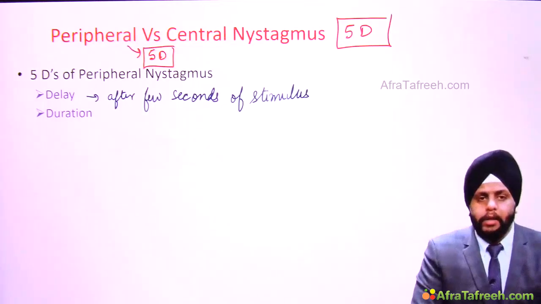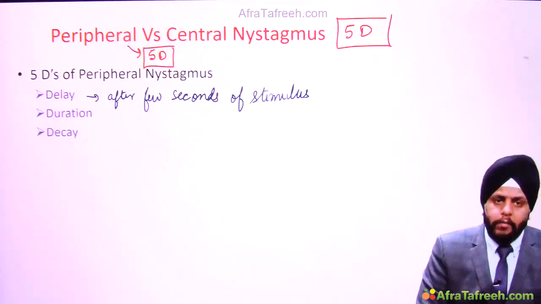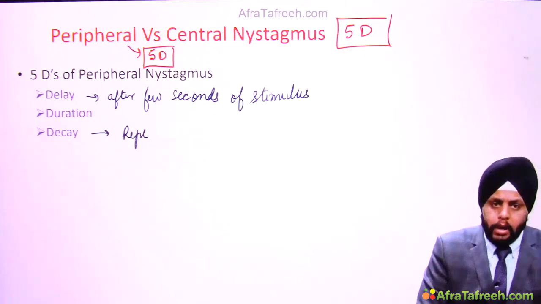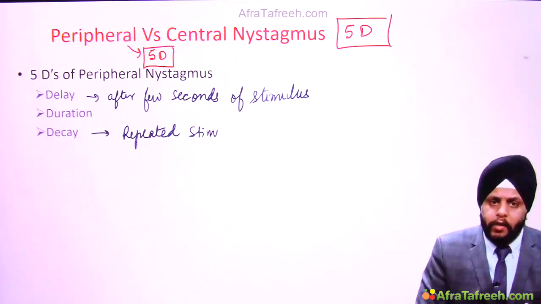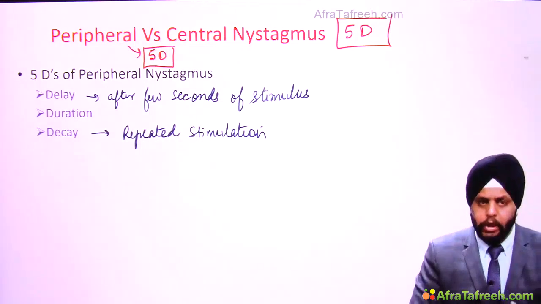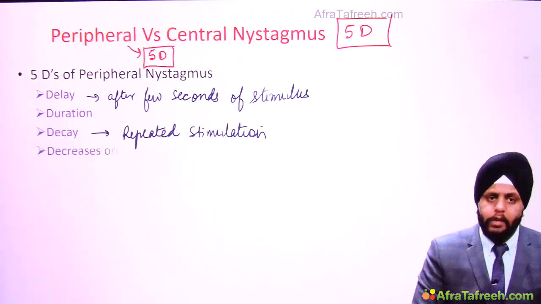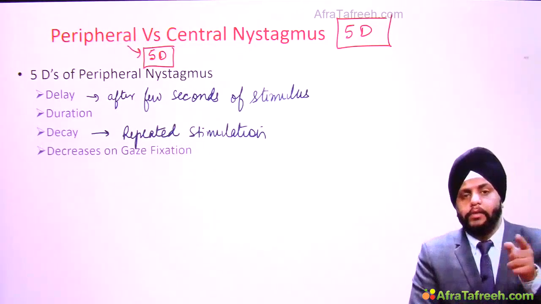Number 3 is decay. What do I mean by decay? Decay means if you do repeated stimulation, if you try to stimulate this peripheral nystagmus, after a few stimulations, what will happen? It will decay away. It will not come. If you try to do it again and again, it will not come. All right. Next is decreases on gaze fixation.